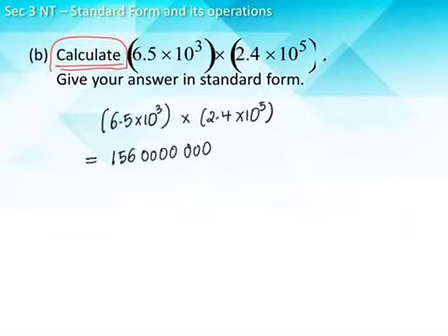And then the question says give your answer in standard form. So we need to write this down in standard form, where I'll need to have a number bigger than 1, smaller than 10. So it's 1.56, and in this case I need to make it a big number, so I need to times 10 to the power of something. Let us take a look. If this is 1.56, I need to times 10, 1, 2, 3, 4, 5, 6, 7, 8, and 9. So this will be 10 to the power of 9.